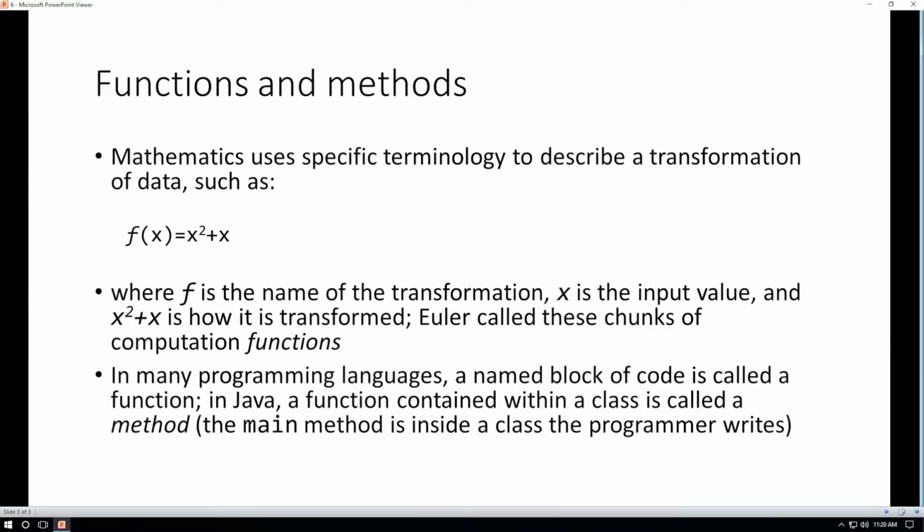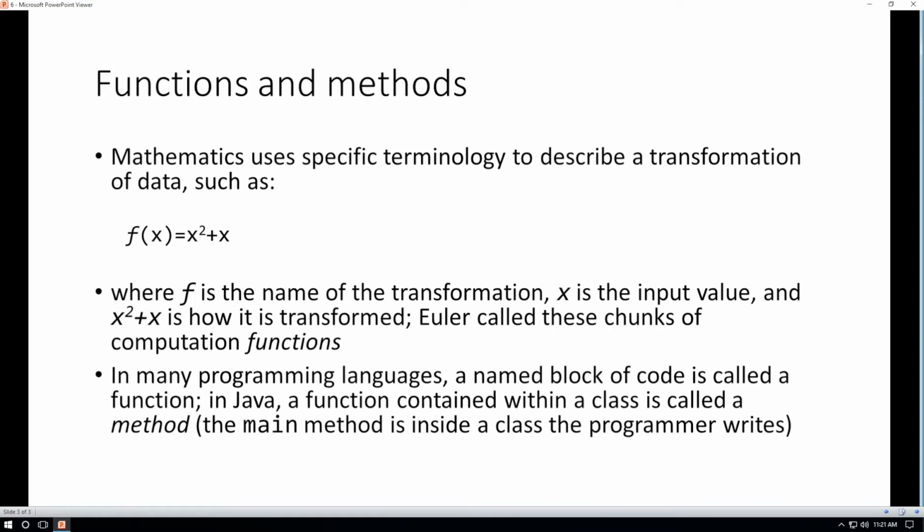Mathematics uses specific terminology to describe the transformation of data. Here's an example that's typical from algebra books. We see f of x equals x squared plus x, or anything on the right-hand side, some transformation. Not being quite mathematically adept, I always struggled with this as a kid. I didn't know what f meant. It's just a general term for a function. F is just a name of a transformation.